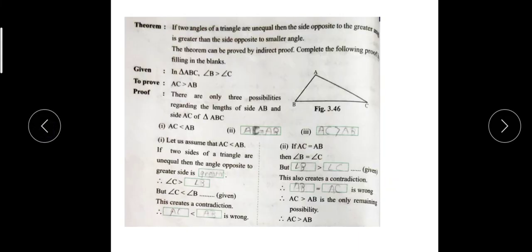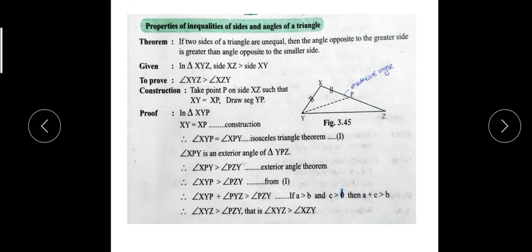So this is the theorem. Now this also I wrote, but you have to write. If the angles of a triangle are unequal, then the side opposite to the greater angle is greater and the side opposite to the smaller angle is smaller, as well as this, the sum of any two sides of a triangle is greater than the third side. So these two theorems I will explain to you tomorrow.